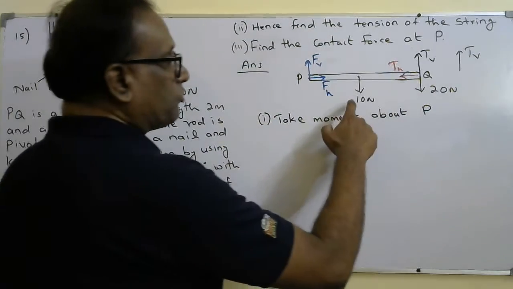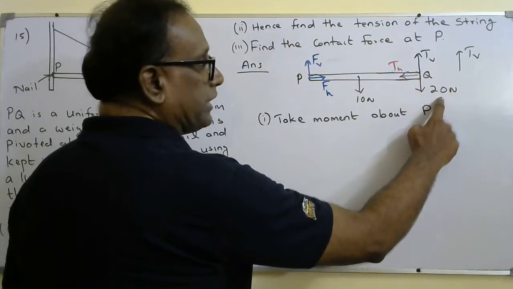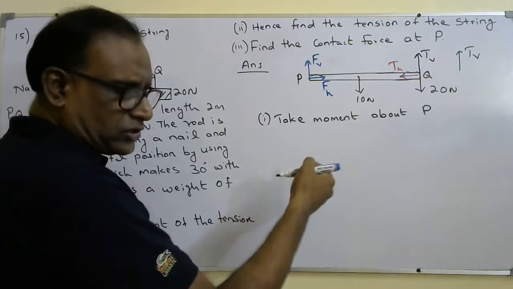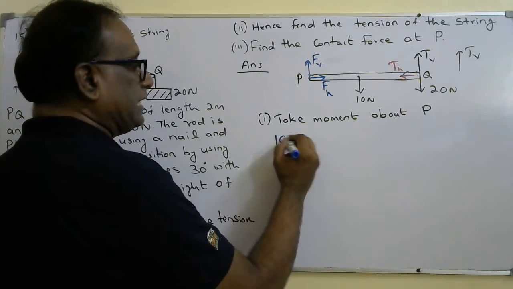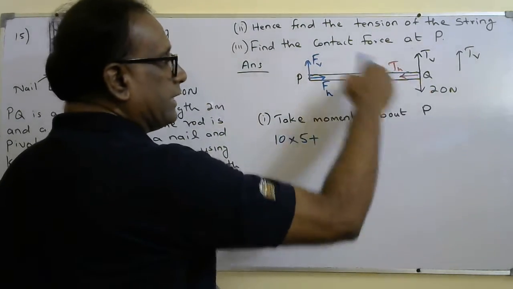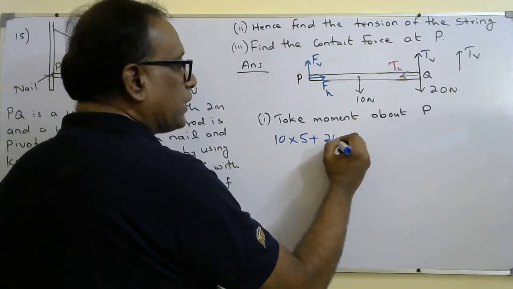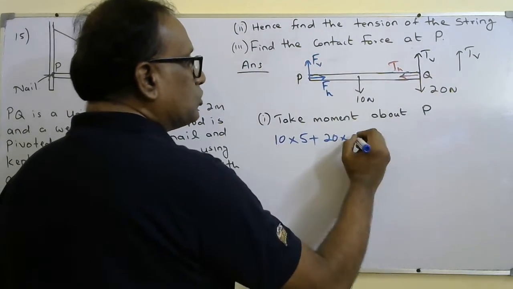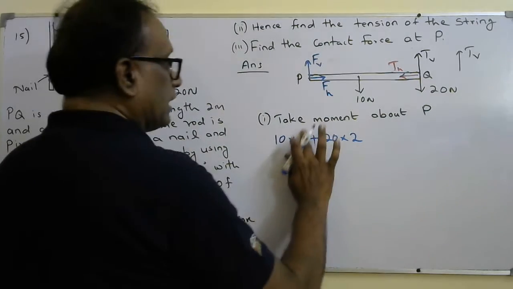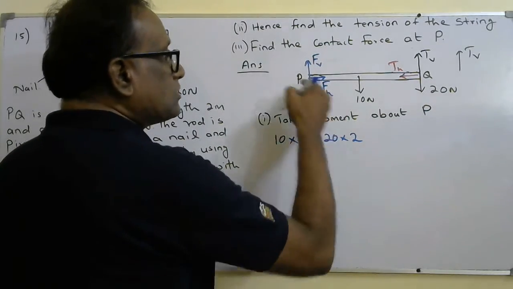So there are only three forces: 1, 10 Newton, 20 Newton, and TV. The 10 Newton will provide a clockwise moment. So that will be 10 into, the distance is... and 20 also provides clockwise, 20 into 2, the length of the rod is 2. So this is 10 into 1, sorry, the length is 1 meter.